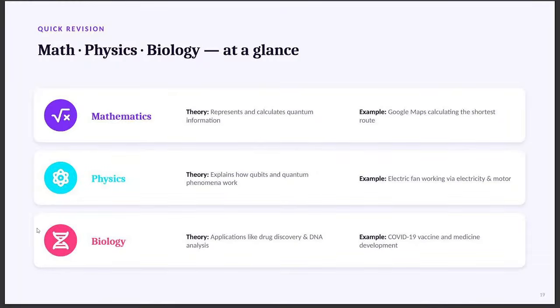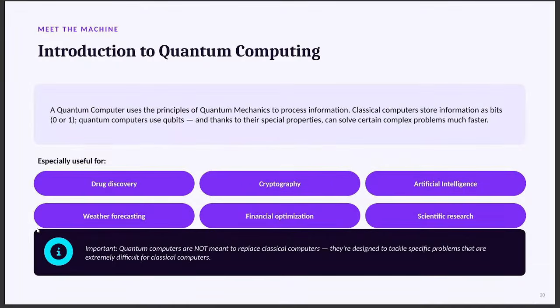Physics explains how quantum particles behave, how qubits work, and even how quantum computers operate. Remember the electric fan also. Without electricity, the fan cannot work. Similarly, without physics, quantum computing cannot exist. Biology, I have already discussed just now. Now moving on to the main topic, which is the introduction to quantum computing.